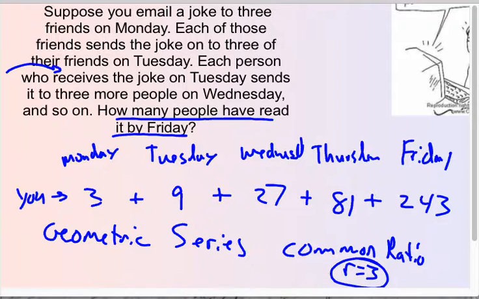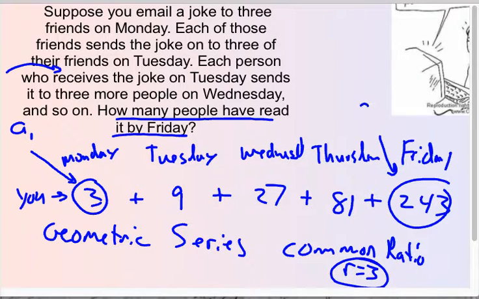Still some common terms we're working with. My first term was a sub 1. 3 would be my first term, a sub 1. I don't think you sending the joke would be considered a sub 1. And then our last one here is a sub n, or you could also say a sub 5, because n would equal 5 in this case. But a sub n, we've got to remember, is our last term.